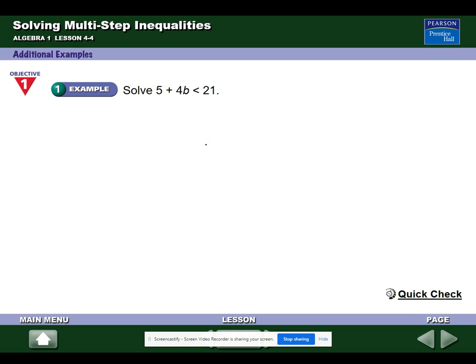Subtract 5 from both sides. Back up. Your variable is b, it's being multiplied by 4 and then added to 5. So we want to subtract 5 from both sides. And then divide both sides by 4. Is that okay? Right? You didn't switch the sign because you're dividing by a positive number. B is less than 4.